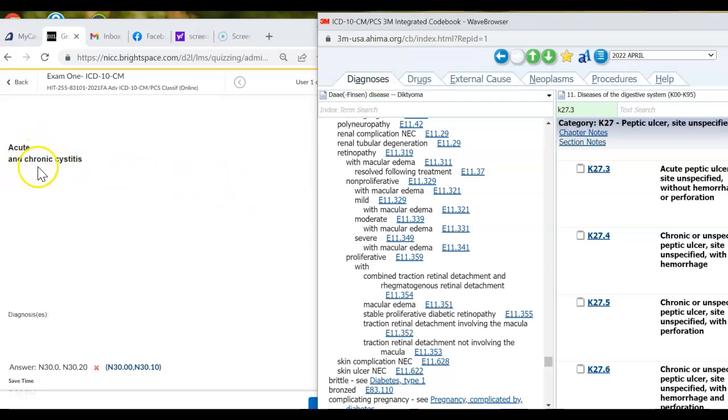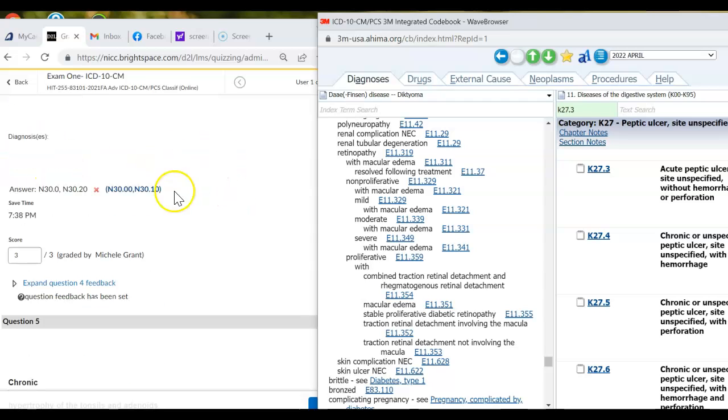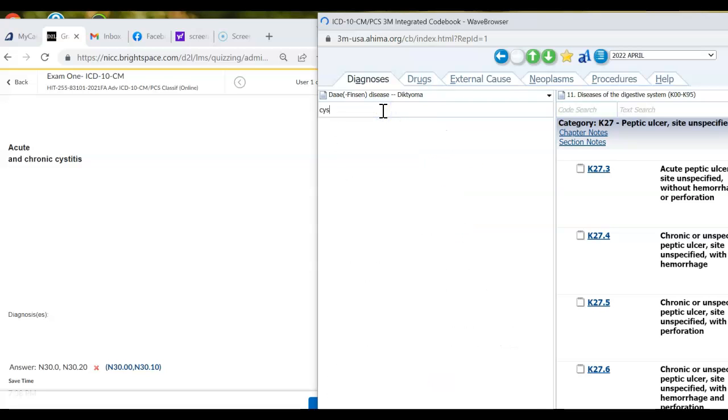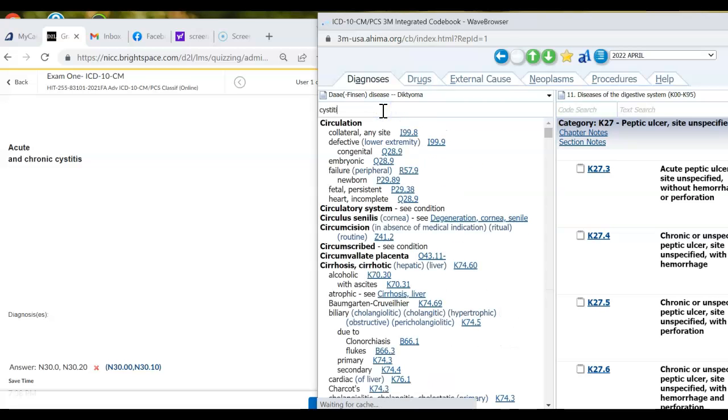Okay, acute and chronic cystitis. This one here, it's N30.20, so disregard. I'll go in and make that change. So the answer should have been N30.0 and N30.20. Remember, this goes back to the rules of acute and chronic. So if I look up cystitis, system's a little slow.